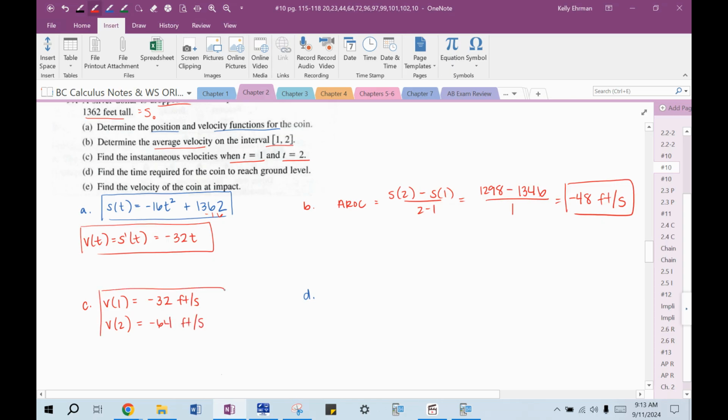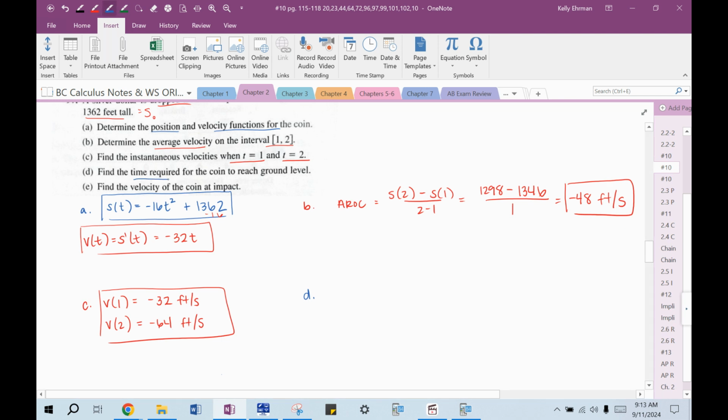Okay, this makes sense to me too, that the first velocity, from when you drop it, the thing will accelerate as it's going down, right? So it will be gaining speed. So it makes sense that the velocity is getting larger and that the average fell in between.